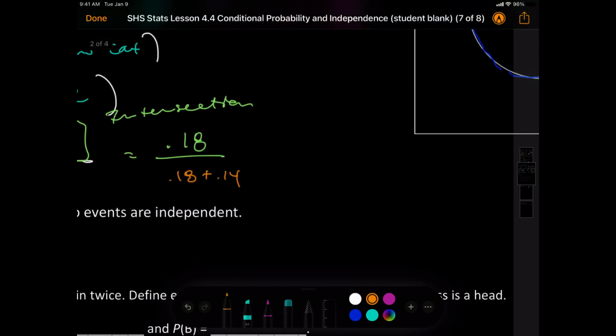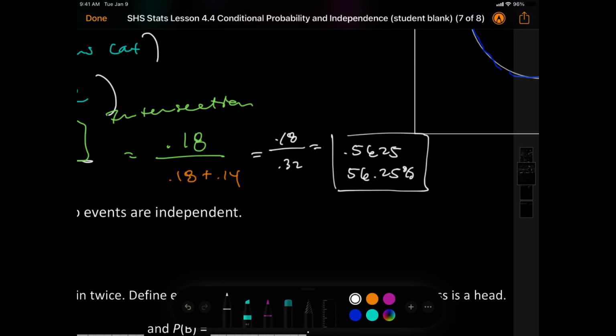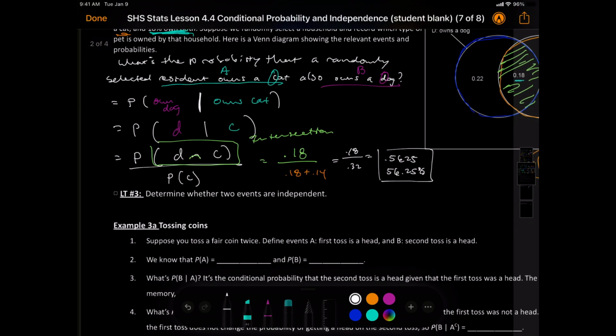Don't be silly, you can't cancel those because they're not factors. There's an addition there. So that would be 18 divided by 0.32. And if you did that, you would get 0.5625. There is a 56.25% chance that a resident who owns a cat also owns a dog. That's an example of conditional probability.